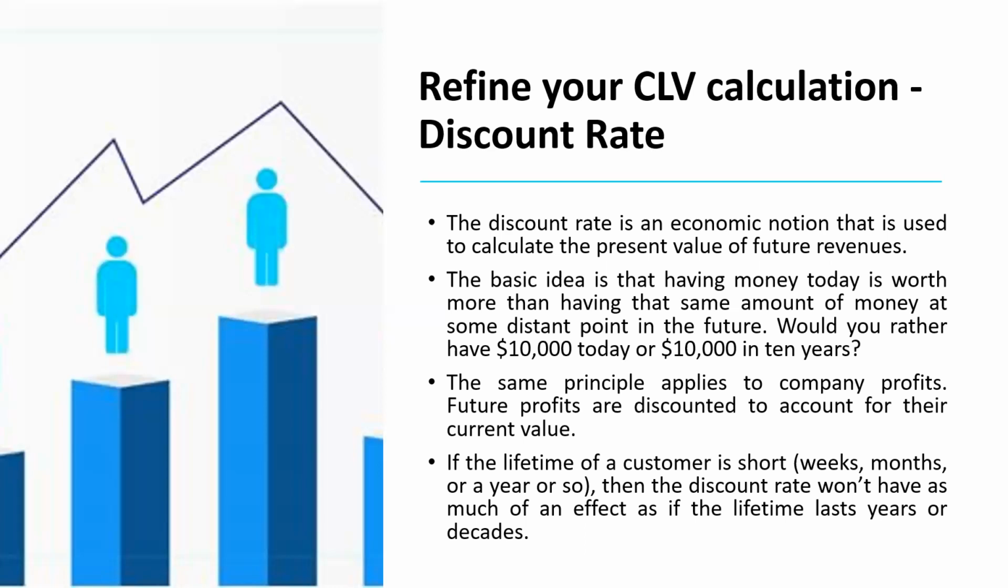The basic idea is that having money today is worth more than having the same amount of money at some distant point in future. Like earning 1 lakh today versus earning 1 lakh 10 years down the lane. So earning 1 lakh today is more important, right? Because the value is really more for 1 lakh today than 1 lakh later. Yes, sir, exactly. That's the same principle we tend to apply here also when we are calculating CLV. Future profits are discounted to account for the current value.